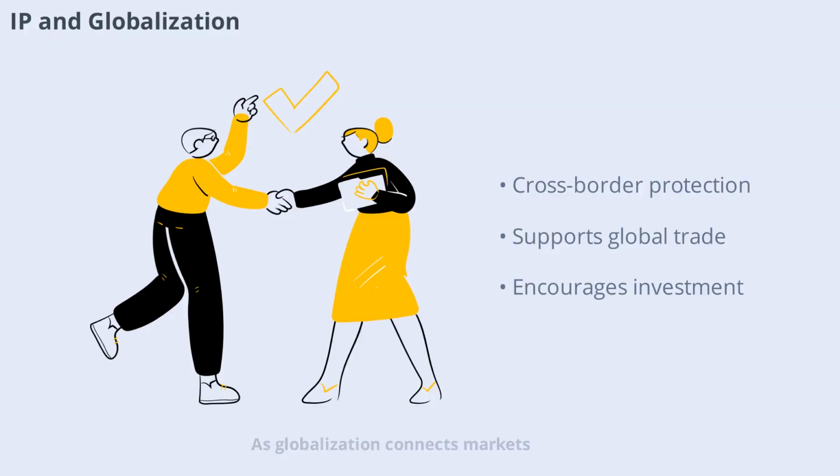As globalization connects markets, intellectual property rights become even more significant. Companies often operate in multiple countries, making it essential to protect their IP across borders. International agreements and treaties help harmonize IP laws, ensuring that creators receive similar protections worldwide. This global approach to IP supports cross-border trade and investment, making it easier for businesses to expand and collaborate internationally.